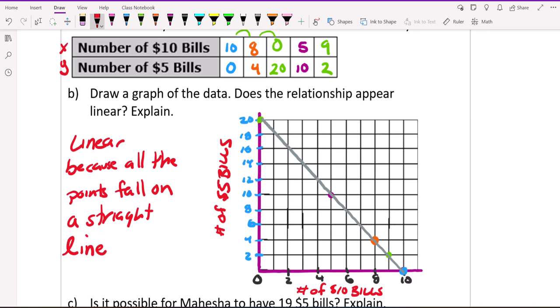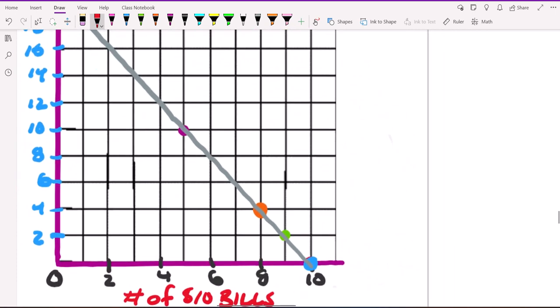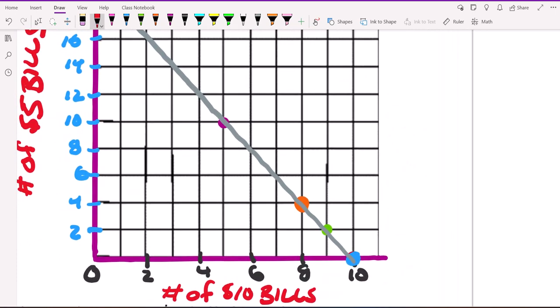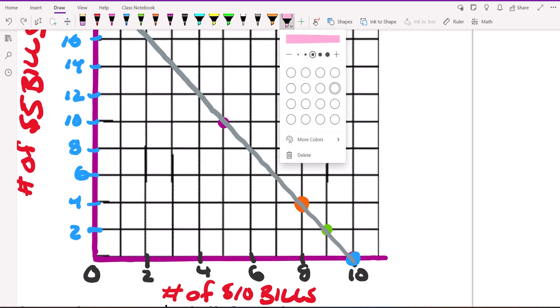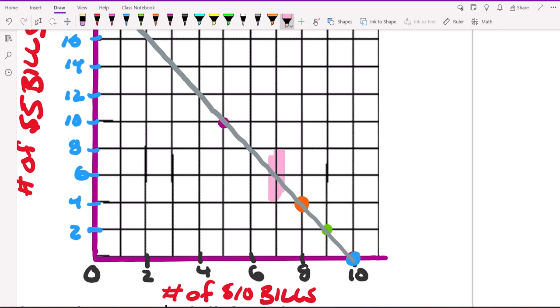Okay, so this line that we've drawn here represents this relationship. That's the whole point of this line. It's like, what are all the different combinations that you can make $100 using 5s and 10s? We could have, we didn't pick this point, we could have picked this point here. Let's highlight this in pink. Oops, no, that's not a highlighter. Like this point here. We could have done this one here.